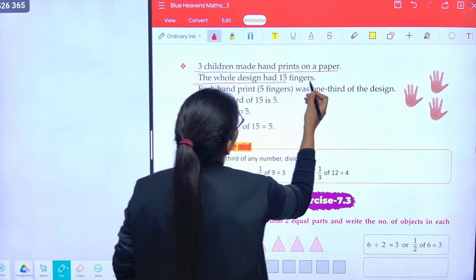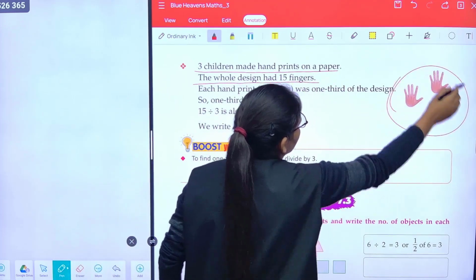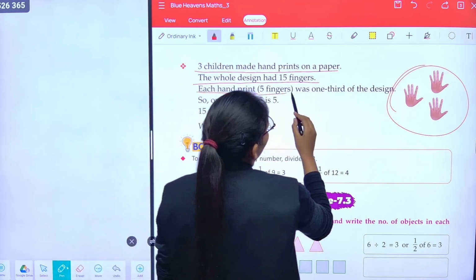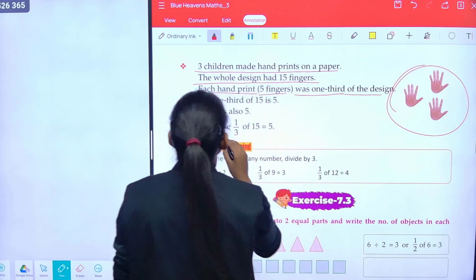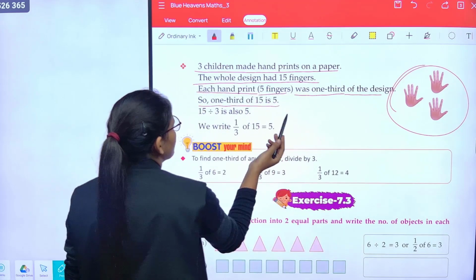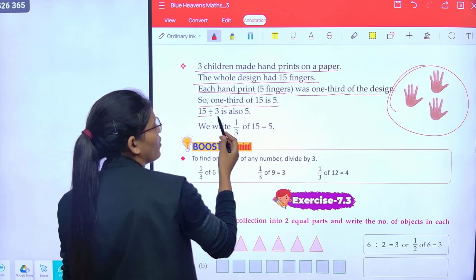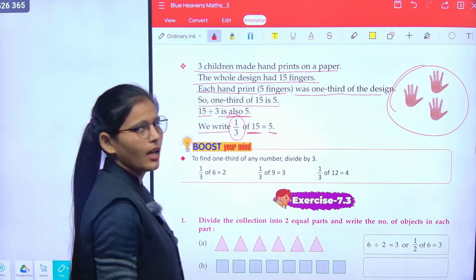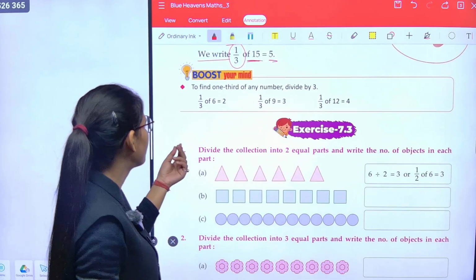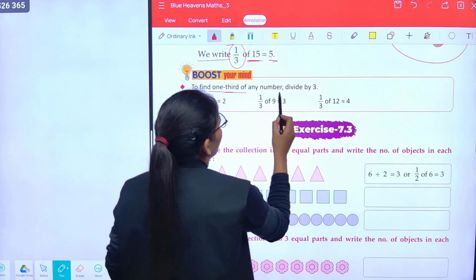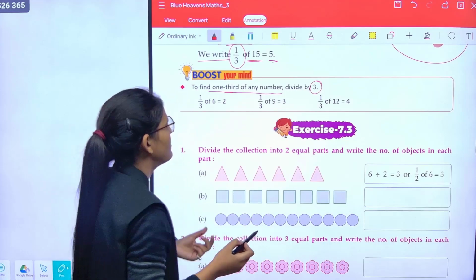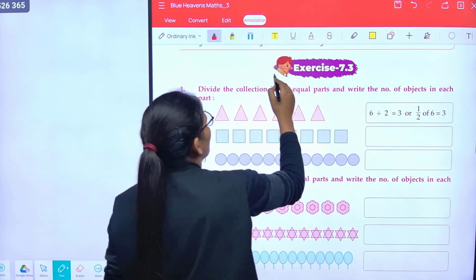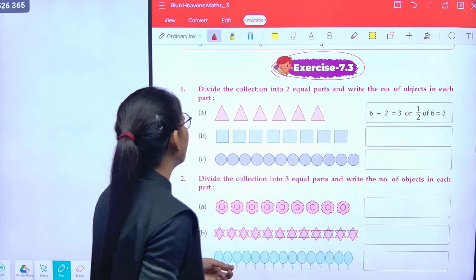Now 3 children made hand prints on a paper. The whole design had 15 fingers. See, each hand print of 5 fingers was 1/3 of the design. So 1/3 of 15 is 5. 15 divided by 3 is also 5. We write 1/3 of 15 is equal to 5. Understood? Now to find 1/3 of any number, divide by 3.